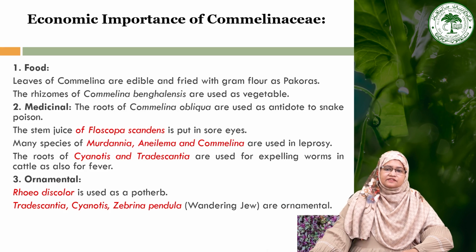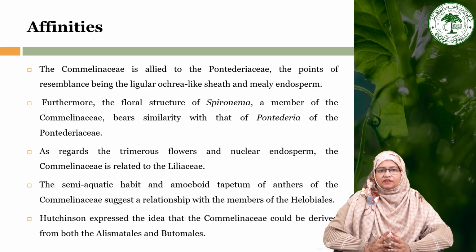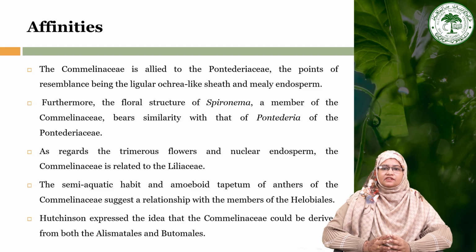As you can see here, this is the Tradescantia plant, Commelinaceae. Commelinaceae is allied to the Pontederiaceae family. The points of similarity are the ligular, orchid-like sheath and mealy endospermic seeds. So this family is showing characteristics shared with the Pontederiaceae family. Furthermore, the floral structure of Spironema of the Commelinaceae bears a similar structure to Pontederia of the Pontederiaceae family.